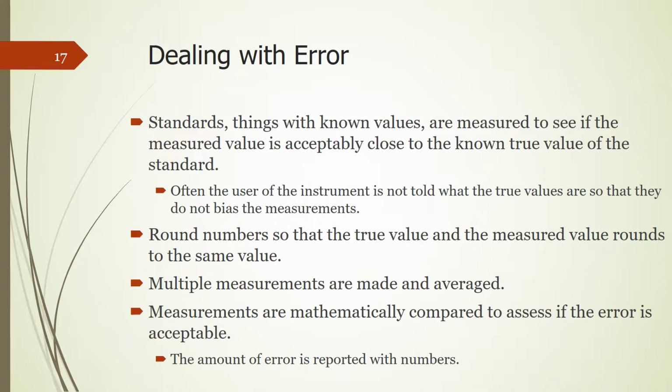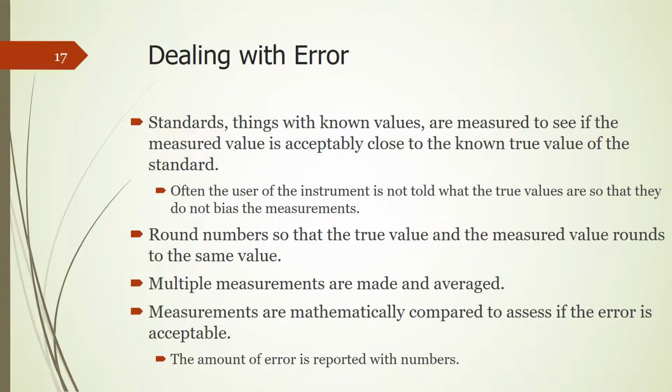So when we deal with error, one, we can use standards. That allows us to identify it, and if you can really figure out what's up with your systematic error, you can mathematically correct for it. Random error, you can average. That is going to help correct for that. It's an imperfect system.